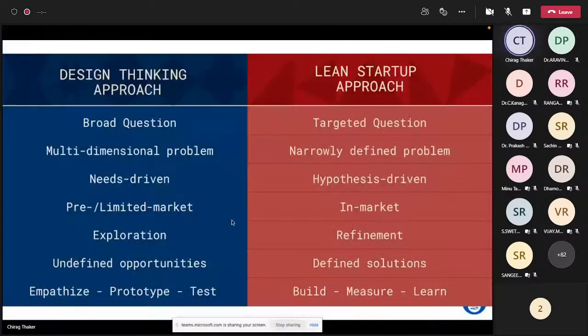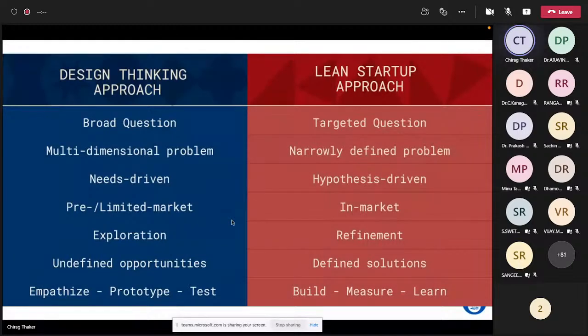So there is a difference between design thinking approach and lean startup approach. There are many people who talk about startups, lean startup. So design thinking is all about addressing broad questions. Lean startup addresses targeted questions. Design thinking is needs driven. Lean startup is hypothesis driven. Design thinking is pre-market or limited market. Lean startup approach is in market. Design thinking is a multi-dimensional problem. Lean startup, that's why it's a lean startup, you're already there in the market and there are competitors. Narrowly defined problem.